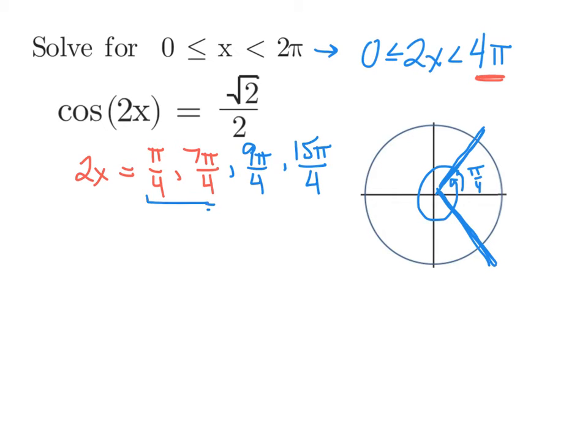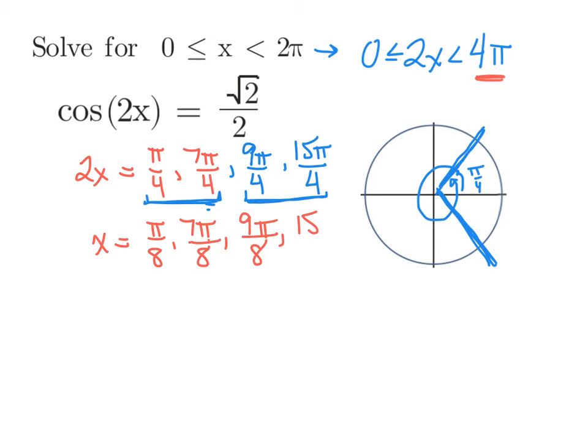So we see that the first two answers we came up with are our first trip around the circle. The next two are for the second trip around the circle. Once we have all four of those, now we go ahead and divide each one of those answers by 2. So x is going to be pi over 8, 7 pi over 8, 9 pi over 8, and 15 pi over 8.